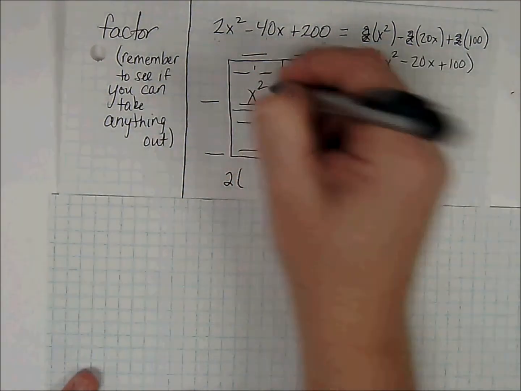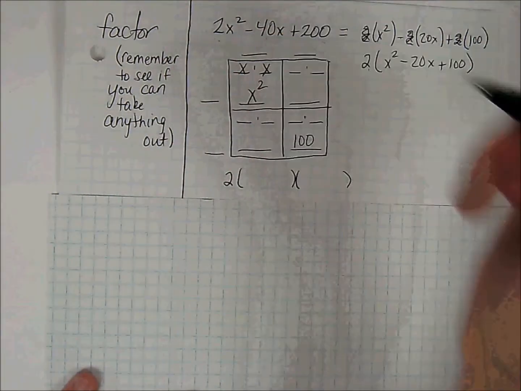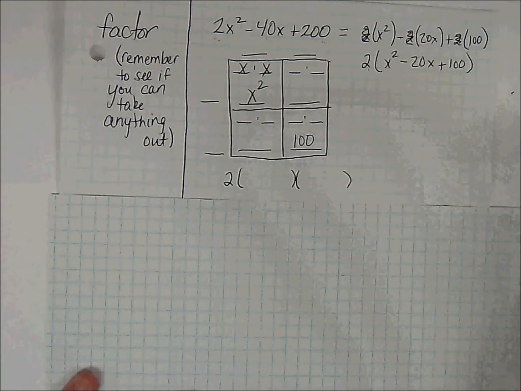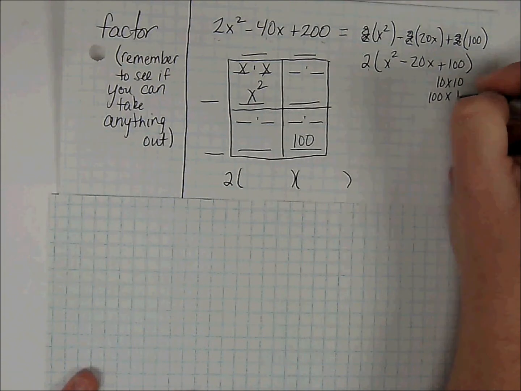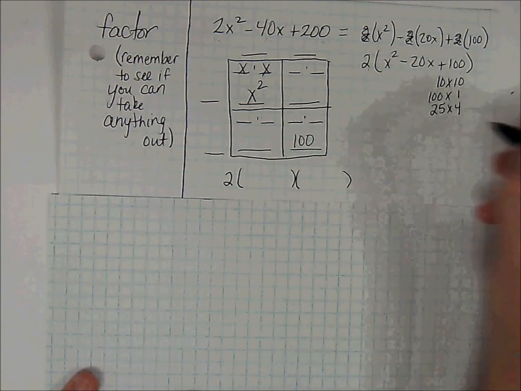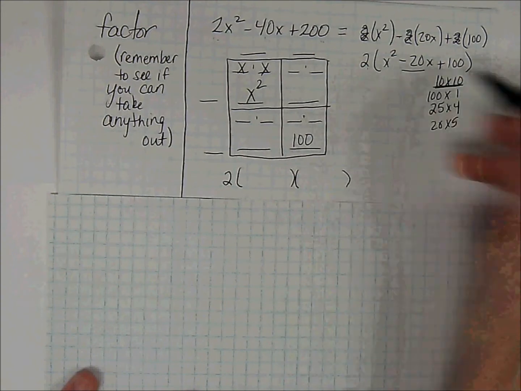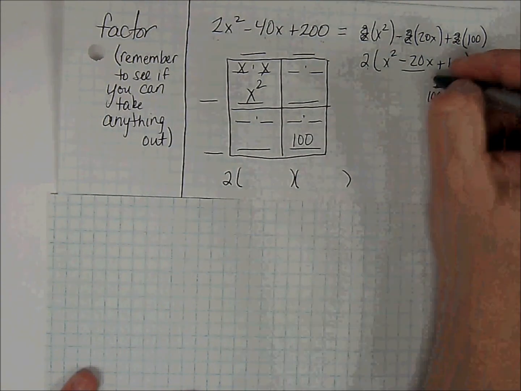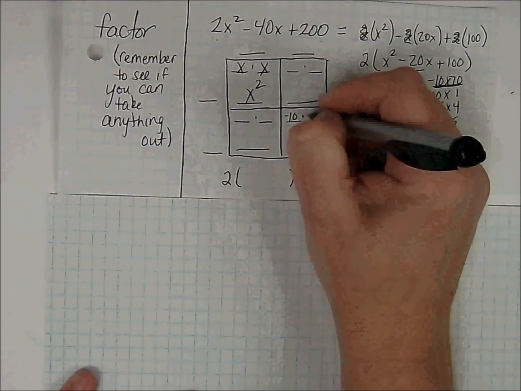First one goes in the first box, last one goes in the last box. X squared, we know, is an x and an x. 100, we have several ways of doing it. Remember that you can do 10 times 10, 100 times 1. We can do 25 times 4. We can do 20 times 5. But look at 10 and 10. My middle is going to be negative 20. And if I make this a negative 10 times a negative 10, I get a positive 100. And if I add them together, I get a negative 20. So let's use negative 10 and negative 10.